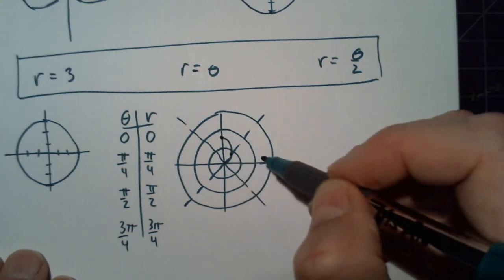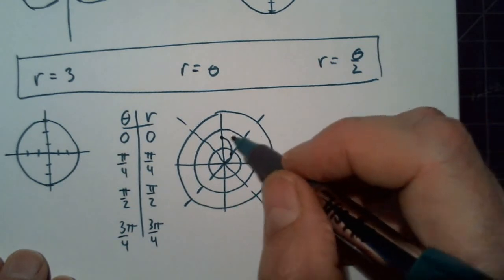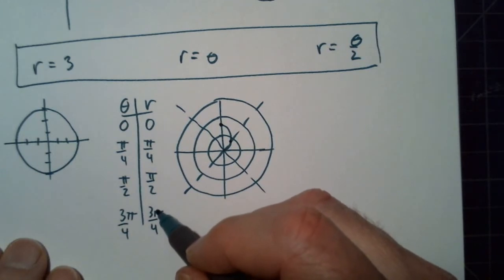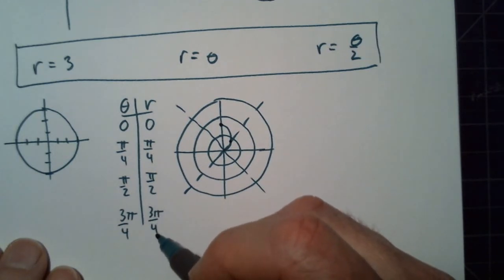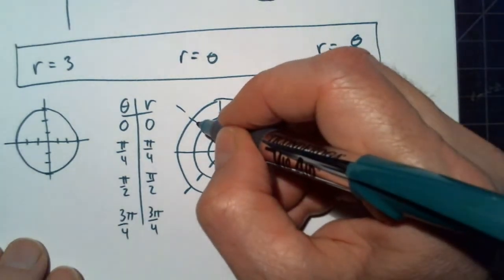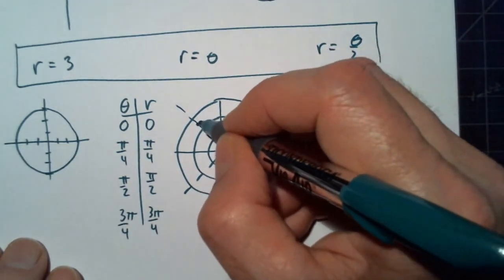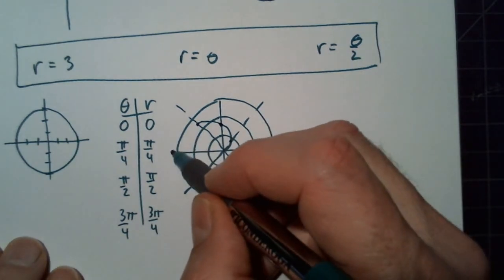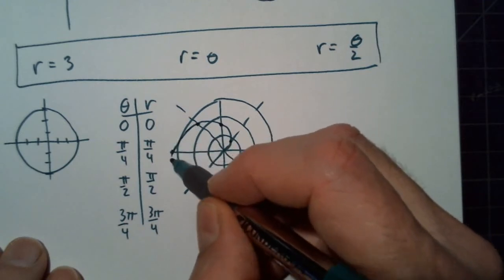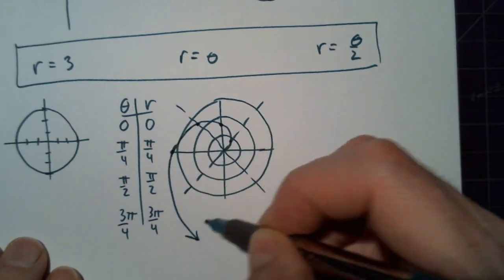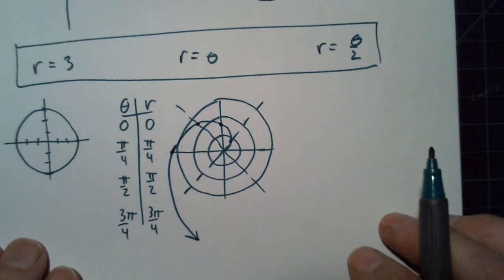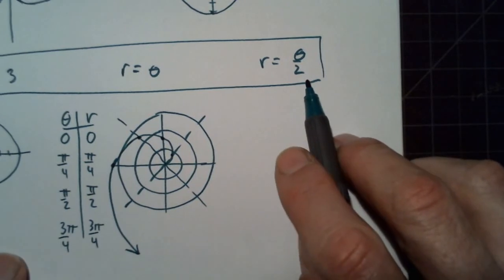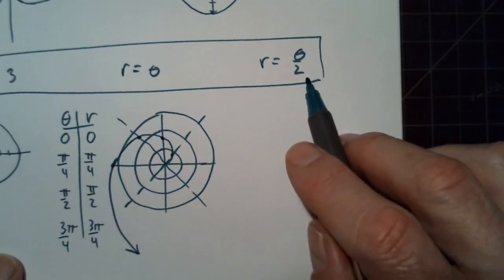So we're going like that. At 3 pi over 4, this is going to be more than 9 over 4. So it's more than 2 1/4. So we're going to go out to there. At pi, it'll be on 3. So we can see that it makes a spiral. And this will also be a spiral. It'll just be a little tighter.